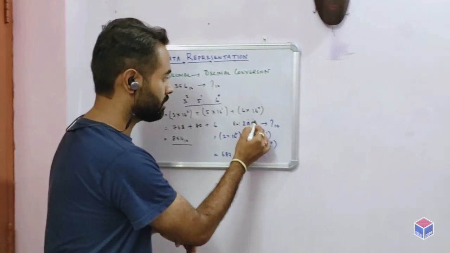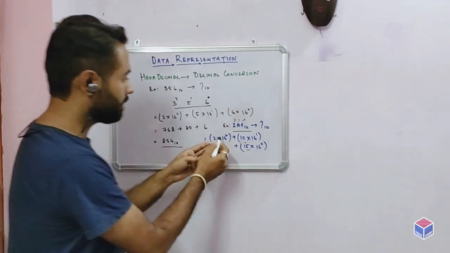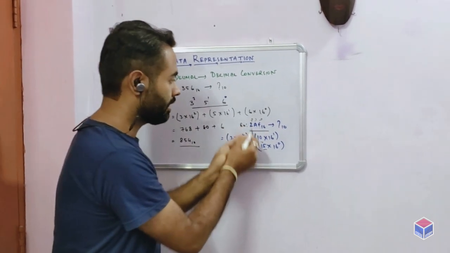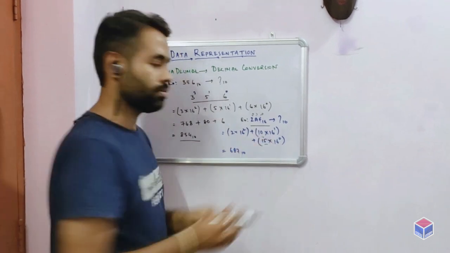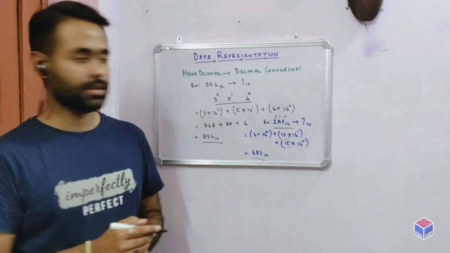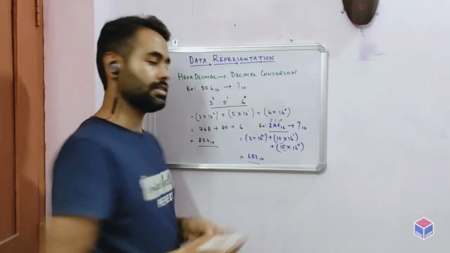So we take the positions, that is 0, 1 and 2, then 16 to the power of those values, that is 2 into 16 squared, 10, that is A, into 16 to the power 1, 15, that is F, into 16 to the power 0, and we get the total value as 687 base 10. Therefore 2AF base 16 is equivalent to 687 base 10.